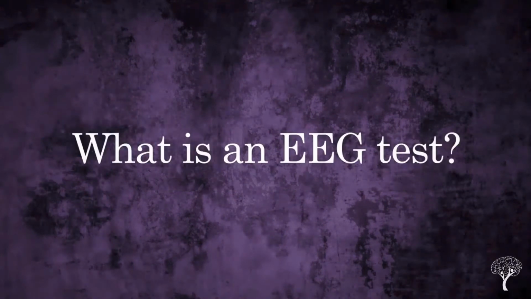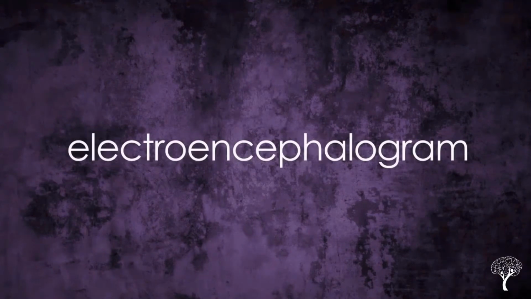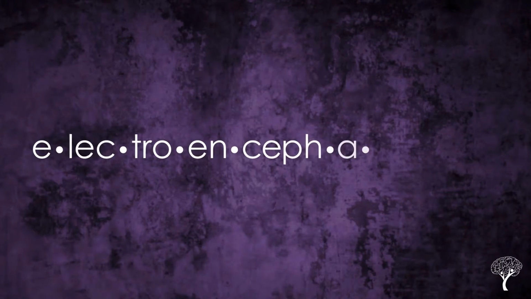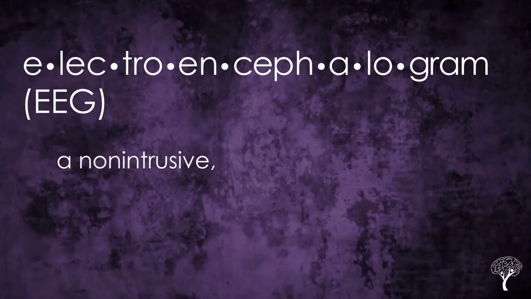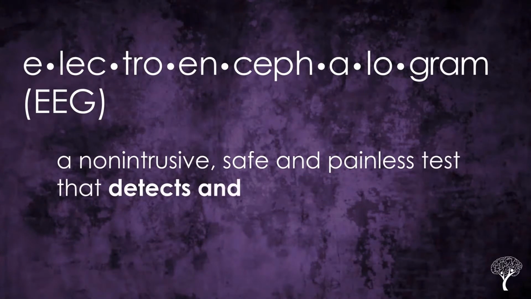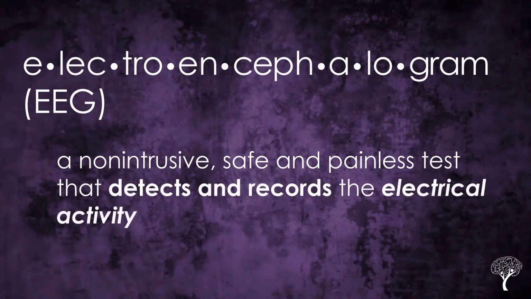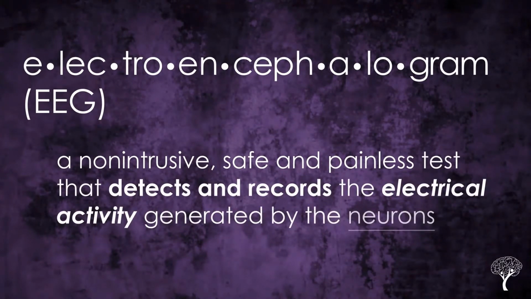So, what is an EEG test? The acronym EEG is an abbreviation for the word electroencephalogram. In summary, an EEG is a non-intrusive, safe, and painless test that detects and records the electrical activity generated by the neurons in your brain.